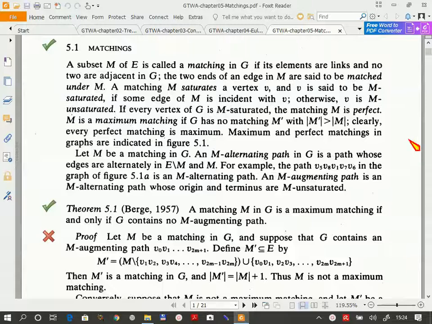Okay. If a matching is perfect, necessarily it is maximum because every vertex is saturated, and so what's the number of elements in a perfect matching? It's the number of vertices divided by 2. Okay, and so of course you cannot have any matching with more than that many elements.